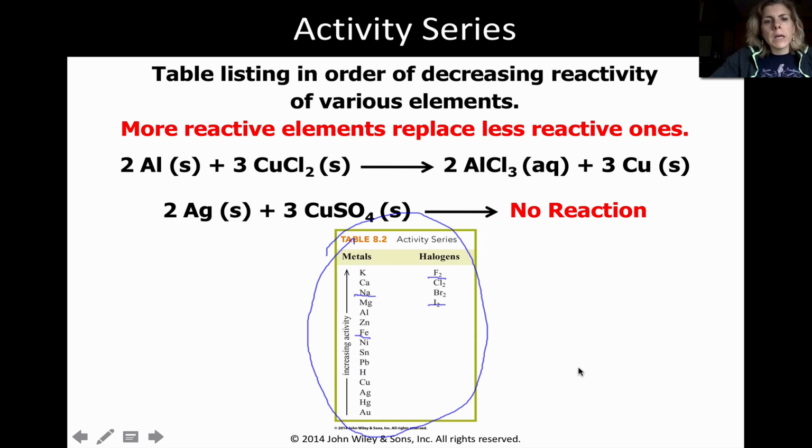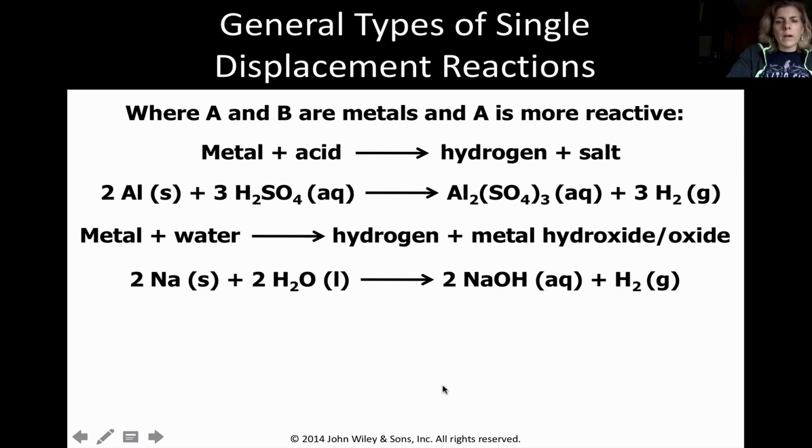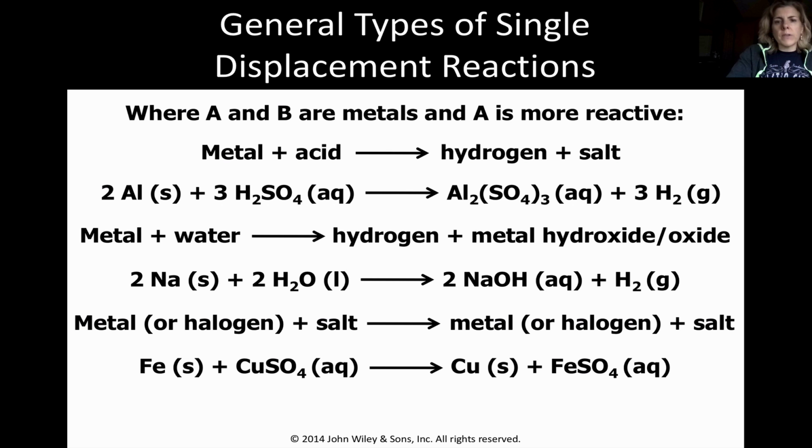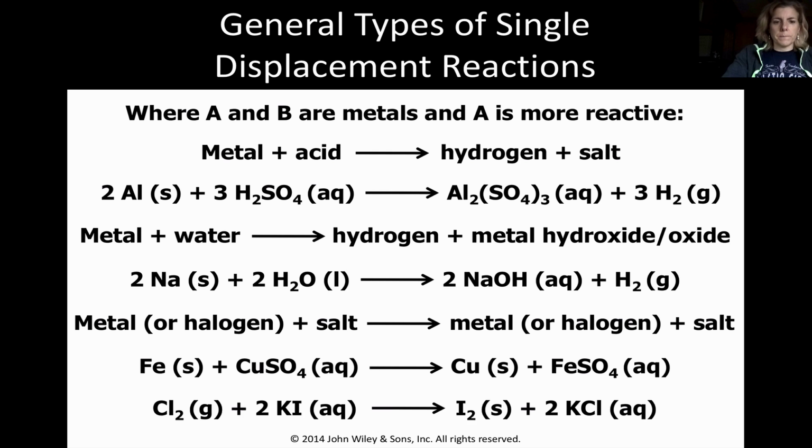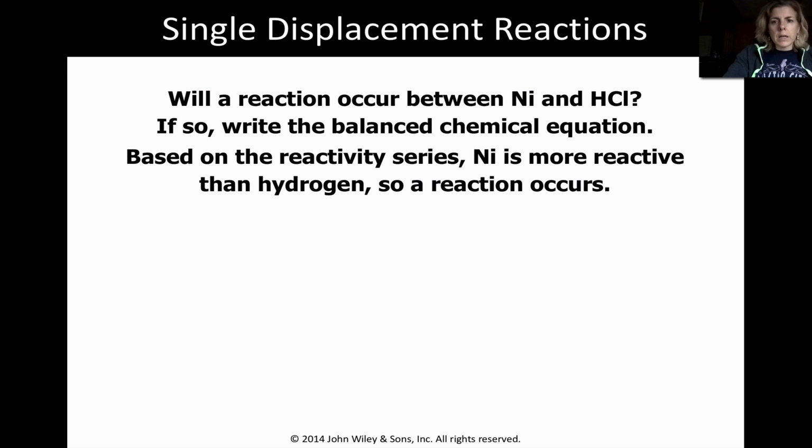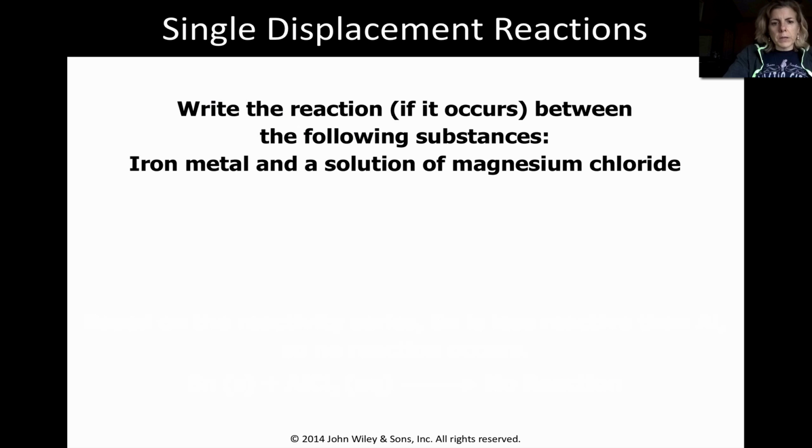We have aluminum and copper 2 chloride. Aluminum is above copper, so as a result, it'll replace anything below it. And silver, notice that silver is all the way down here. It is below copper, so it'll never replace copper. Here are some more examples of single displacement reactions. Like I said, you need that table in order to figure it out. Okay, I am just going to skip through here.